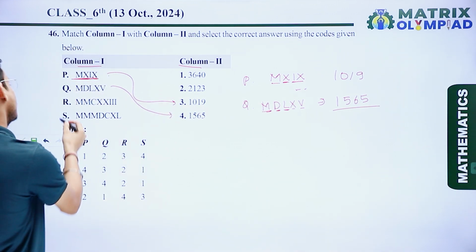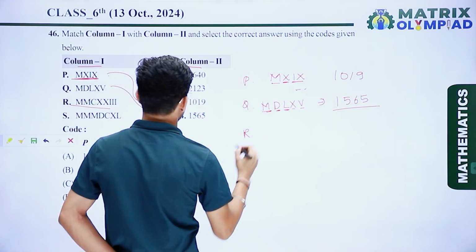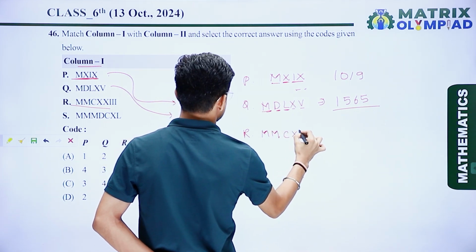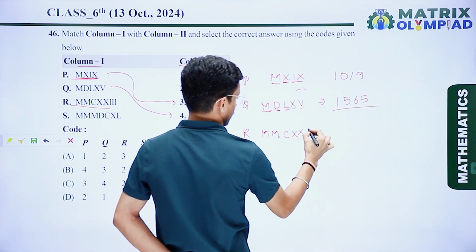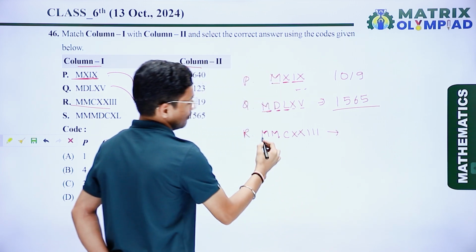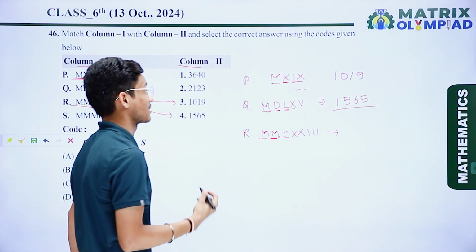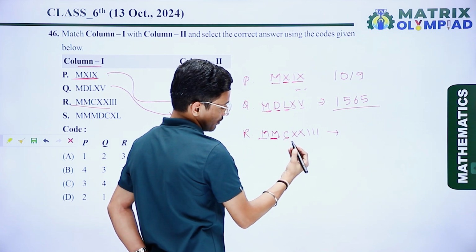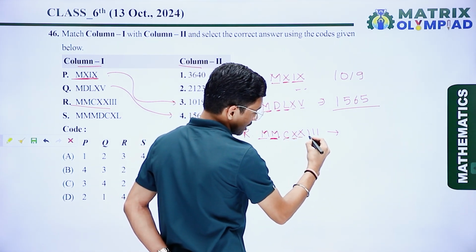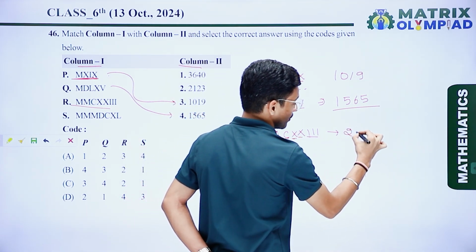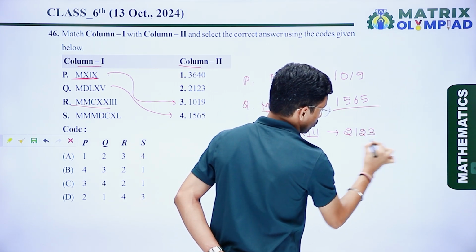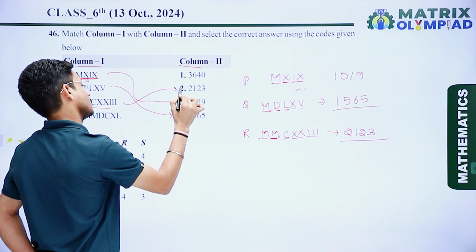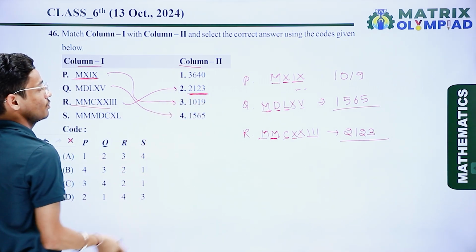If I talk about the third one, that is R, which is M M C X X I I I, 2123. So here M, that is 1000, again M, that is 1000. So 1000 plus 1000, 2000, and C means 100, so 2000, 100, 10, 120 and 123. So here I can say 2123, option number second one. So R is connected to second.